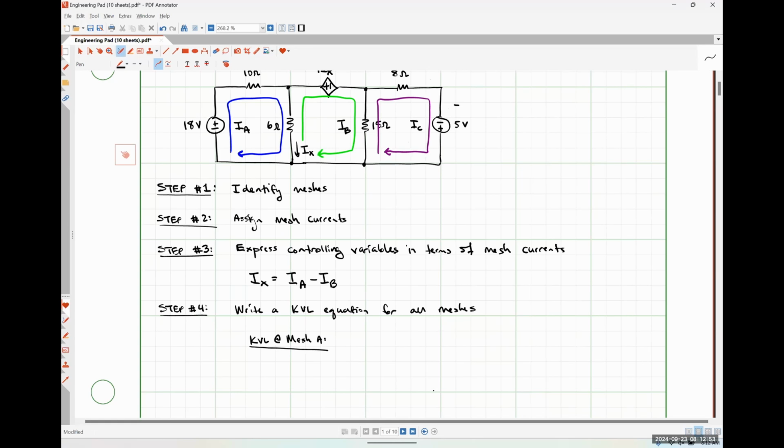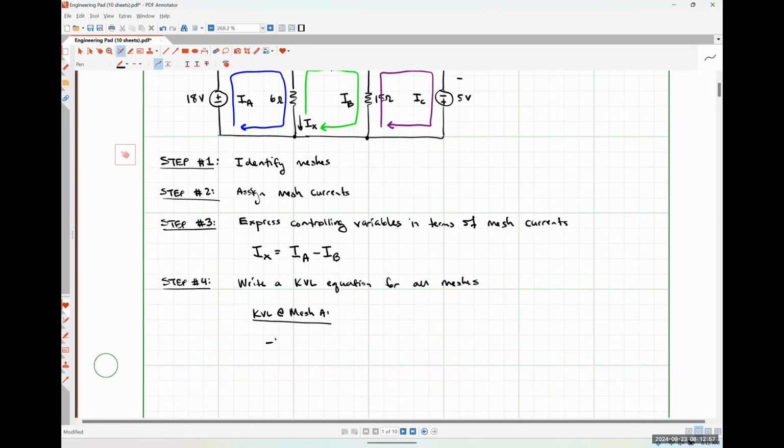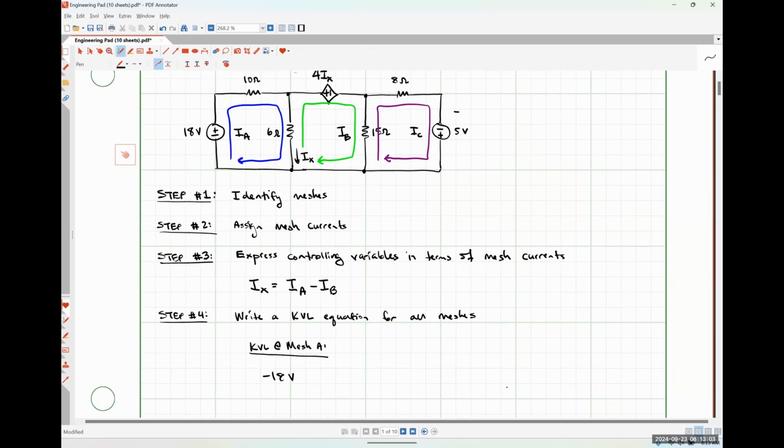So when we write our KVL equation at mesh A, that would look like negative 18 volts because we hit the negative polarity terminal of the 18-volt source first. Then we're going to have the voltage drop across the 10 ohm resistor. So applying Ohm's law, V is simply equal to I times R. So the mesh current that's flowing through the 10 ohm resistor is IA. The resistor value is 10 ohms. So I'm just going to write that as plus 10 ohms times mesh current IA, just Ohm's law. And then we have the voltage drop across the 6 ohm resistor. And so this is going to look like 6 ohms times IA minus IB.